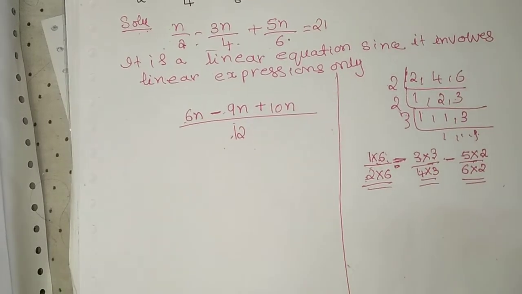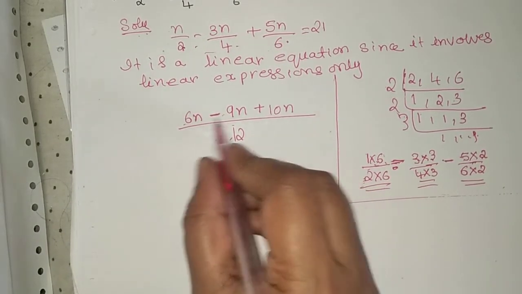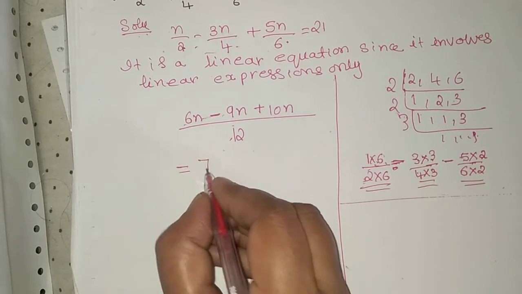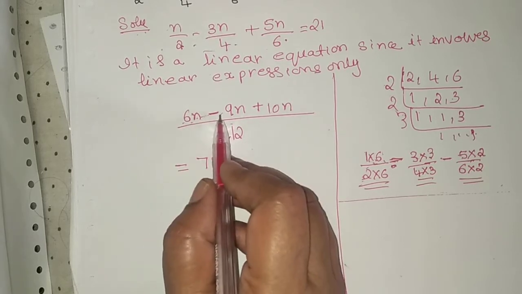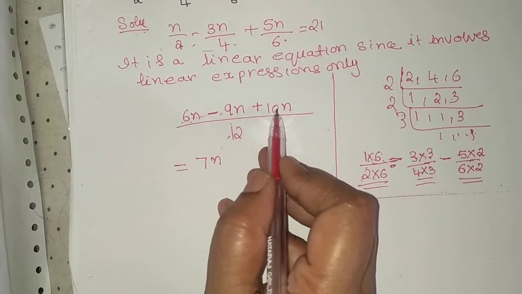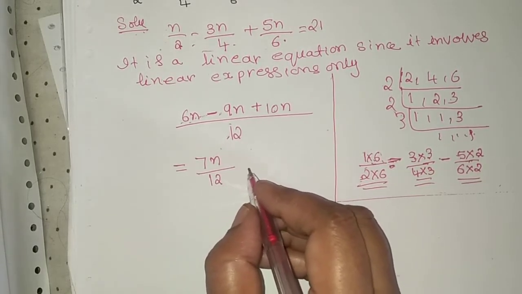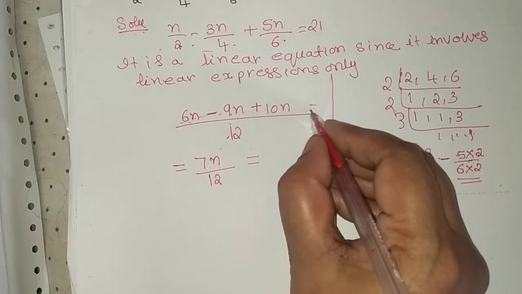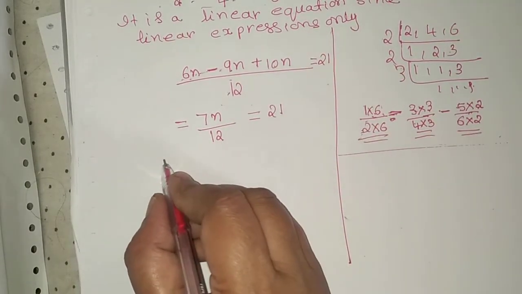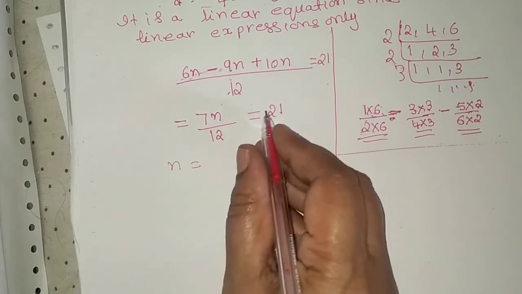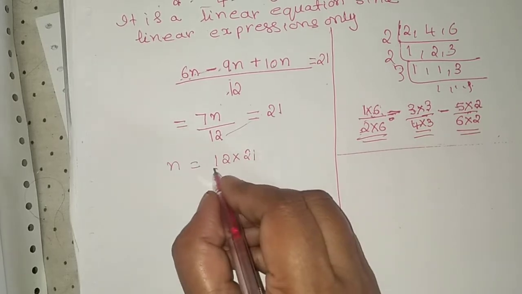So just note down this. This is very important. Next step, now we simplify. In the numerator we get 6 minus 9 is minus 3n, then minus 3n plus 10n will become plus 7n divided by 12. Here in the problem this is equal to 21. So now we have to find n. So n is equal to 12 into 21 by 7, cross multiplying.